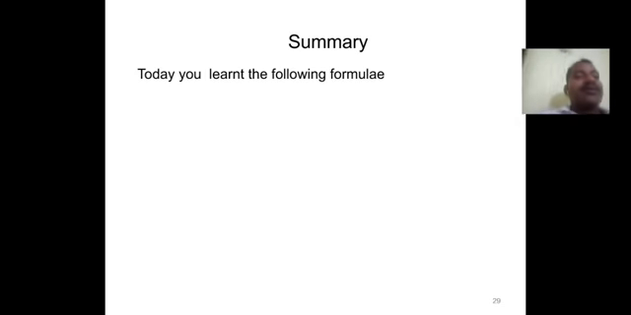One is cos square A minus sin square A. Second one is in terms of cos, 2 cos square A minus 1. Third one in terms of sin, 1 minus 2 sin square A. And fourth one in terms of tan, 1 minus tan square A by 1 plus tan square A.